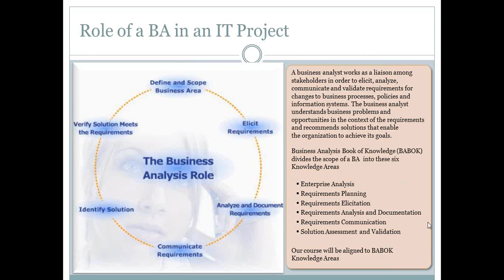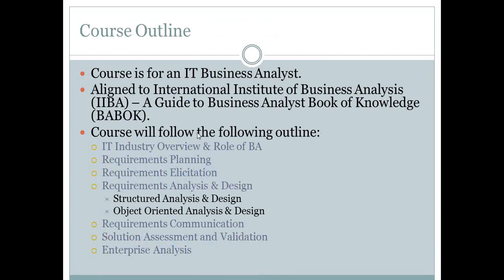Now, let me give you a context of what we have looked at. The 6 knowledge areas I have just explained come from an international organization called IIBA, which stands for International Institute of Business Analysis. They have published a book called the Business Analyst Book of Knowledge, which categorizes the role of a business analyst into these 6 areas. They also offer a certification called CBAP, Certified Business Analyst Professional. So the course is aligned to that certification.